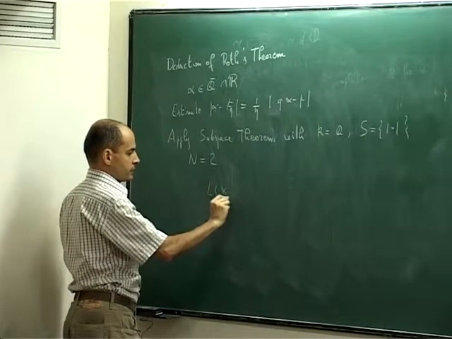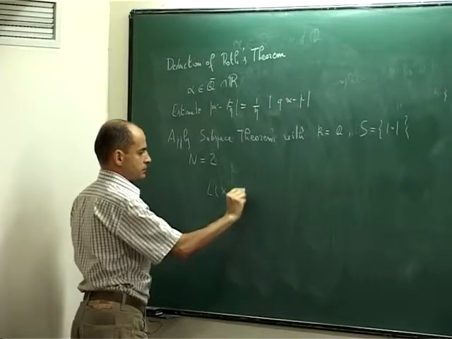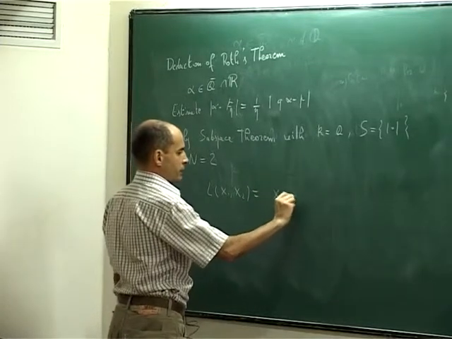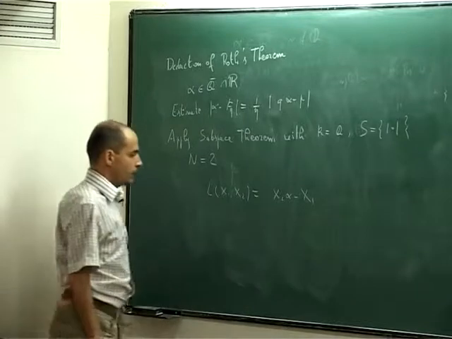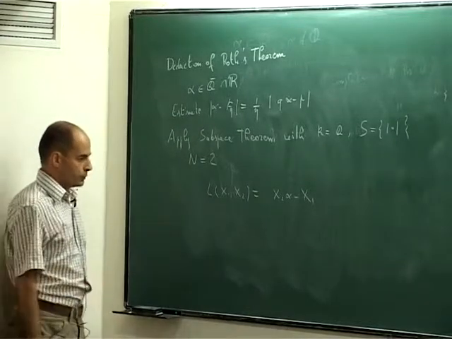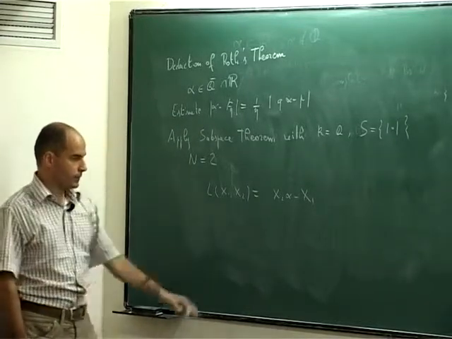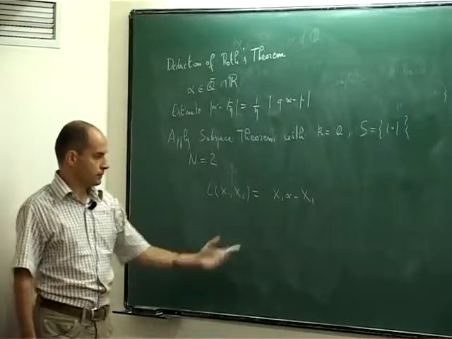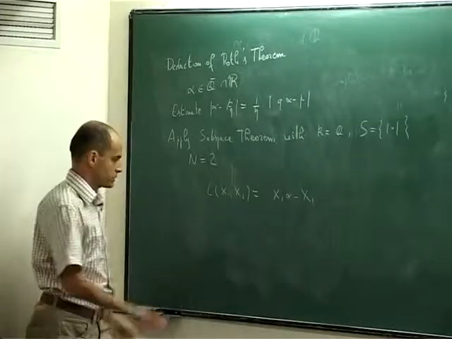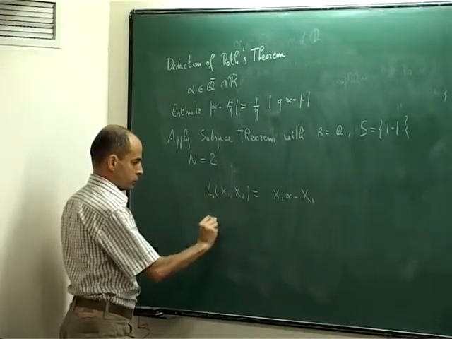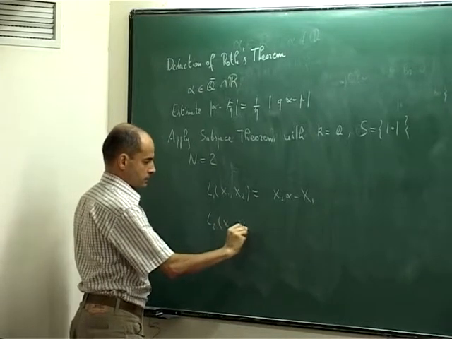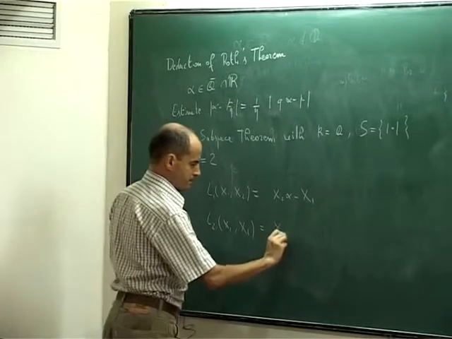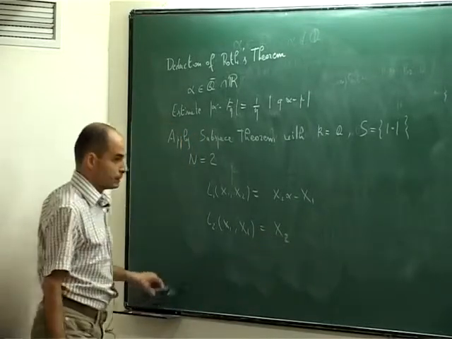L1 of x1, x2 equals x2 alpha minus x1. And the second linear form will be any linear form that is not a multiple of this one, for instance L2 equals x2.